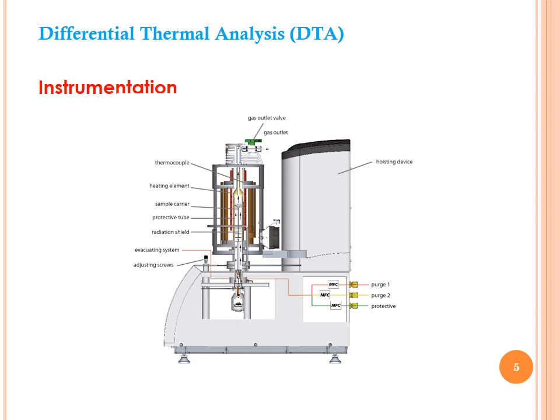This is a hoisting device. You can see on the left of the diagram, this is a thermocouple, a type of sensor used for temperature sensing. Then heating elements, sample carrier, protective tubes, radiation shield, evacuation system, adjusting screws. The evacuating system is used if the chamber is filled with gases; then with the safety valve the evacuating system will operate and excess gas will be removed in case of any risk.